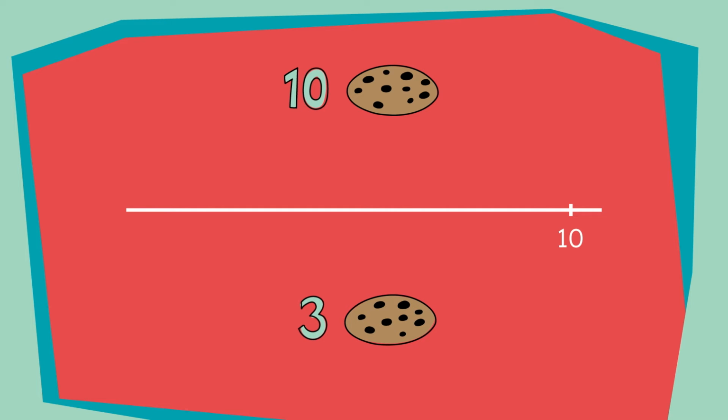There were 10 cookies on the table. So we will draw a line and add 10 to the right side of the number line. Then Moesha ate some of the cookies. Now there are 3 left. We will write the number 3 on the left side of the number line.